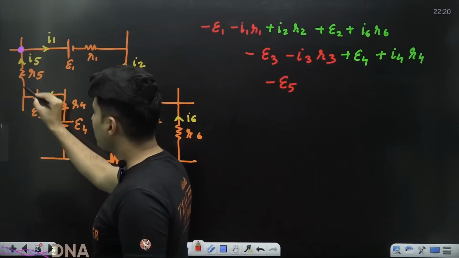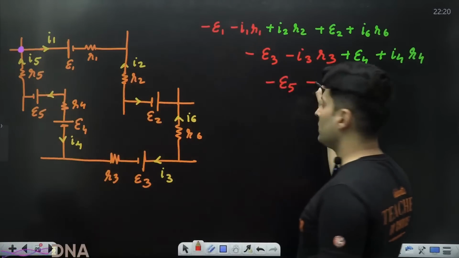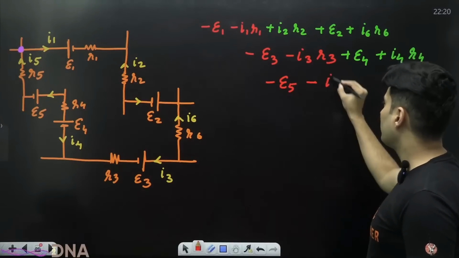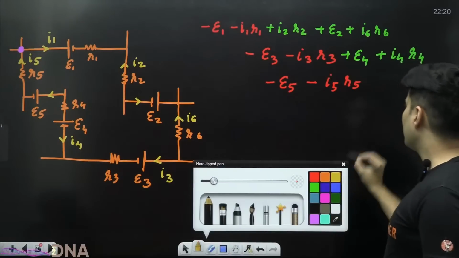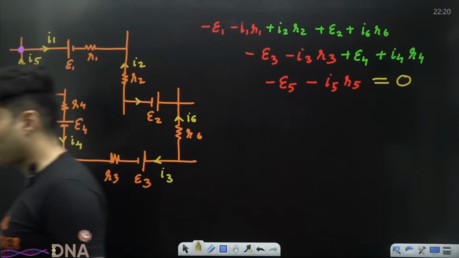I reach here. I go like this. This is in the direction of the current. So it should be a jump down. So minus I5 R5. This whole answer should be a big fat 0. Got it, everyone?